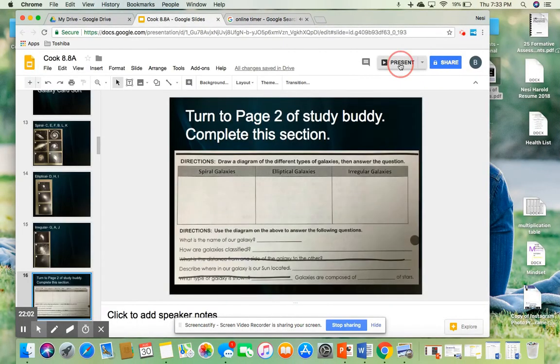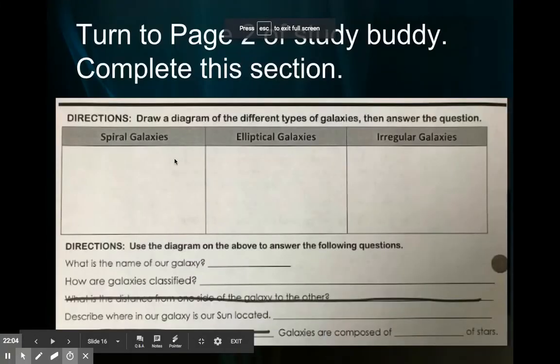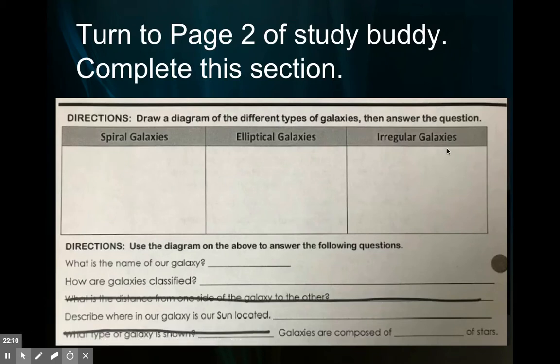All right. So your pictures, the spiral galaxy has arms coming out of it. Elliptical looks like an egg. And irregular has no defined shape. So you could have literally drawn anything. What is the name of our galaxy? That was the drum roll, please. My drum roll sucks, but Milky Way.